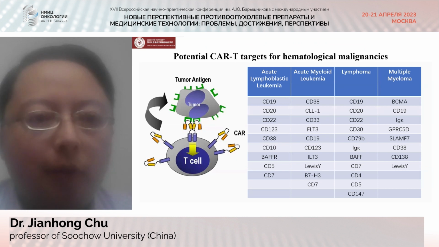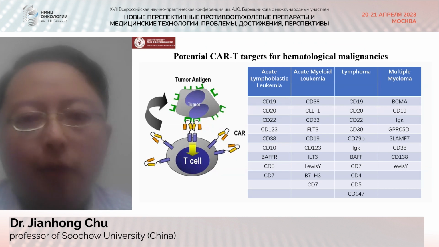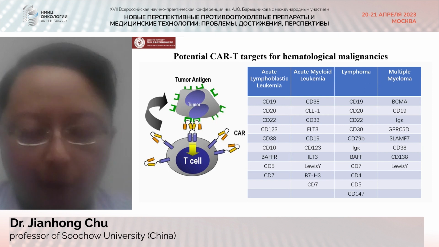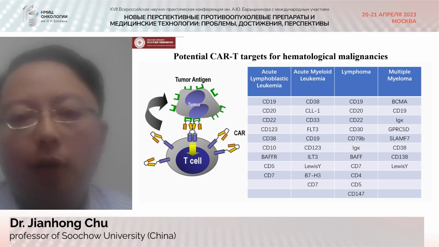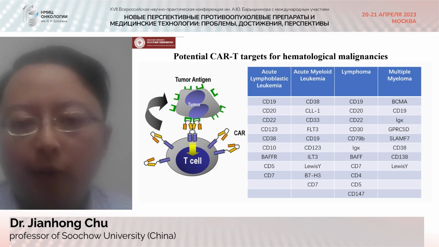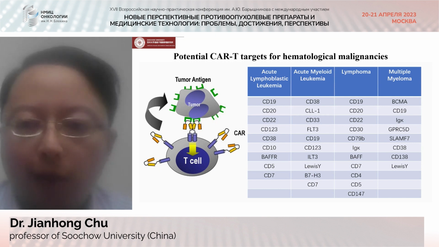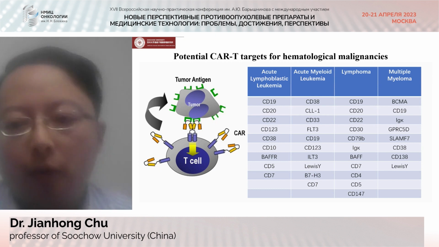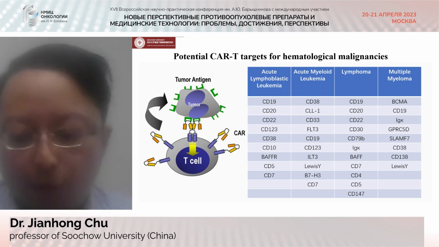This table lists the potential CAR T targets for the blood cancers. For B-cell tumors, CD19 and CD22 are often used as targets. For T-cell tumors, CD7 and CD5 are often used as targets. For multiple myeloma, the BCMA antigen is often used.